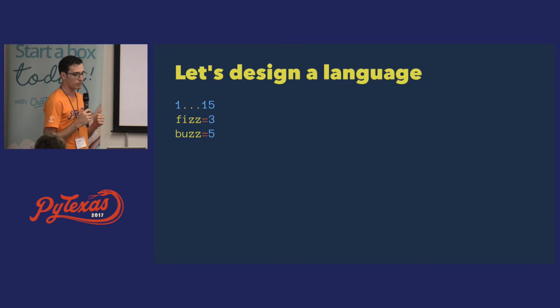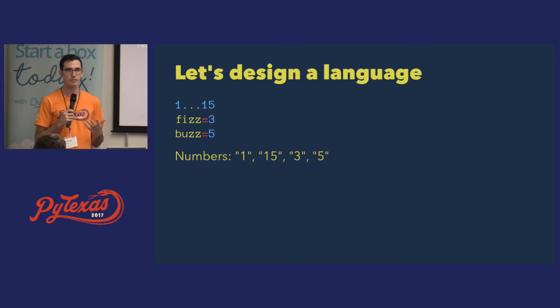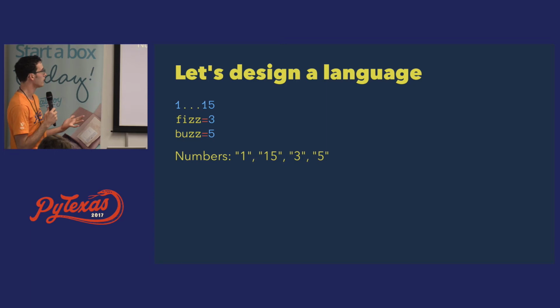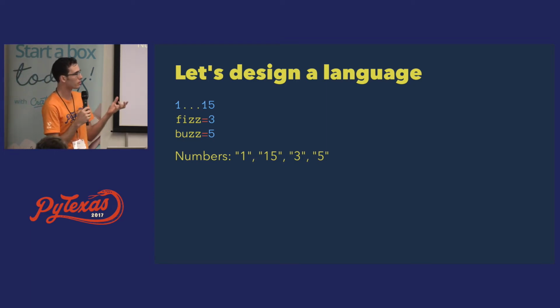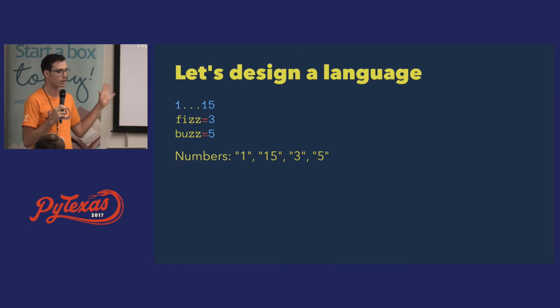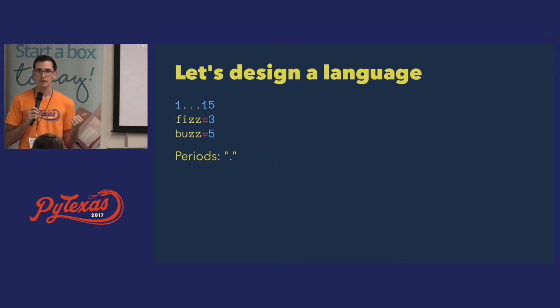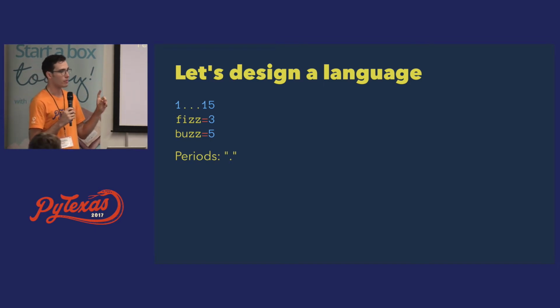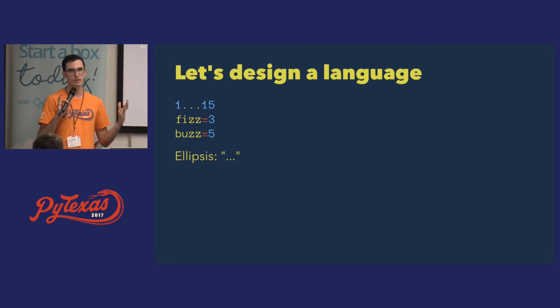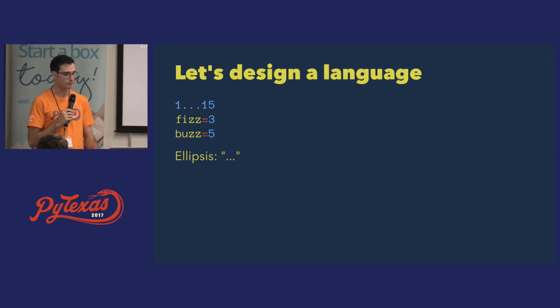So let's talk about some types of tokens that I'm going to use in DIVSPL. The first is obviously numbers. I'm going to say a number is any numeric character, 0 through 9, and they can be more than one together. So these are numbers like 1, 15, 3, and 5. This is a number token. Periods also exist in our language, but I'm going to say that 3 periods in a row is just the ellipsis token. So they're all going to get grouped together.